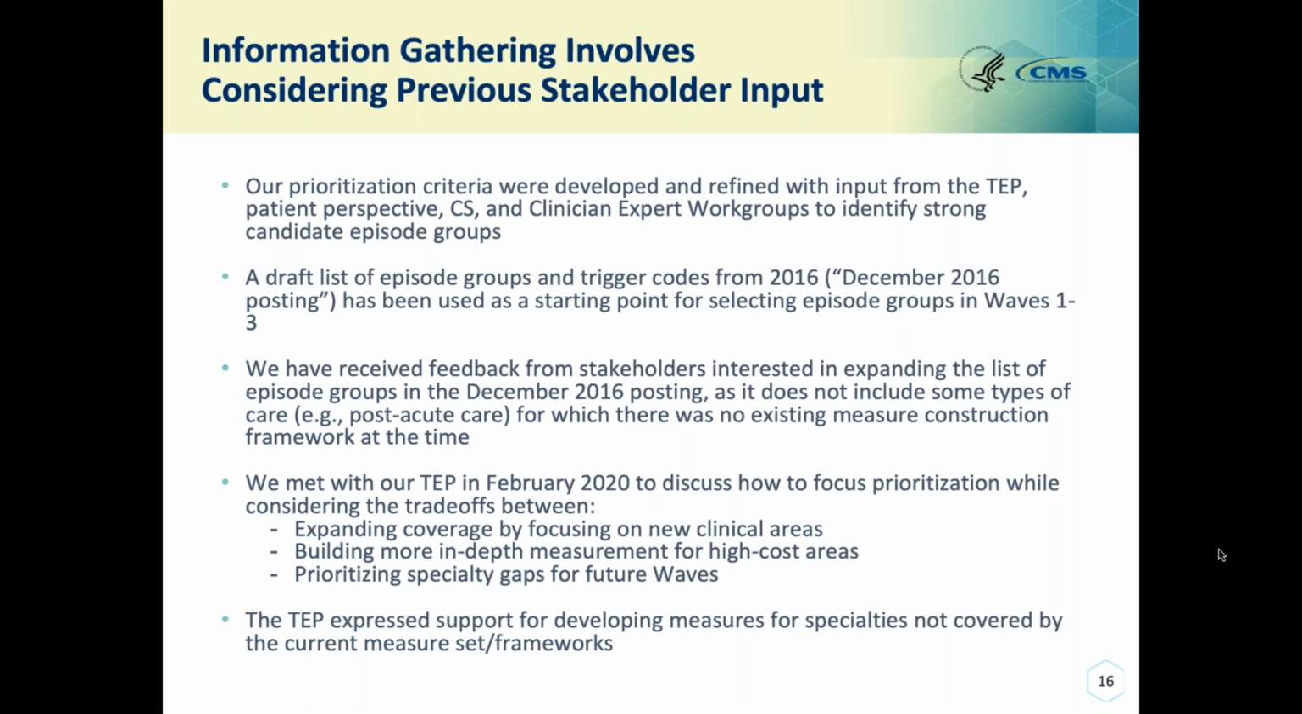To provide some background, we first posted a draft list of episode groups and trigger codes several years ago, which we often call the December 2016 posting for short. This was a list of 117 episode groups that clinician stakeholders had identified as contenders for development and which we sought public comment on. Since then, we've used this December 2016 posting as a starting point for waves 1, 2, and 3.